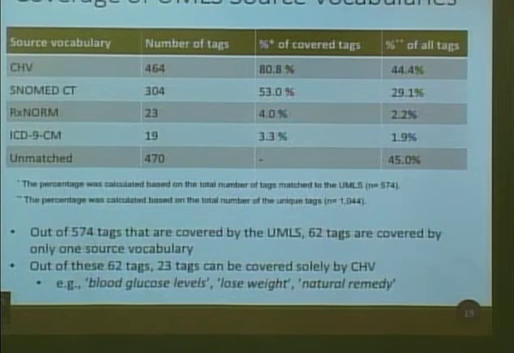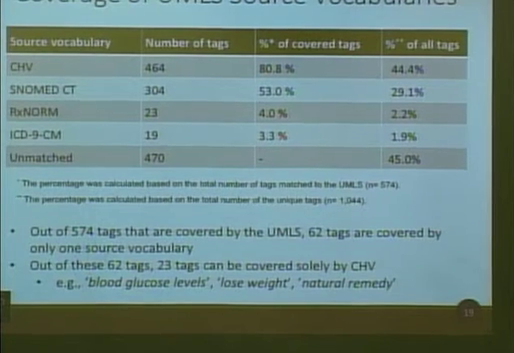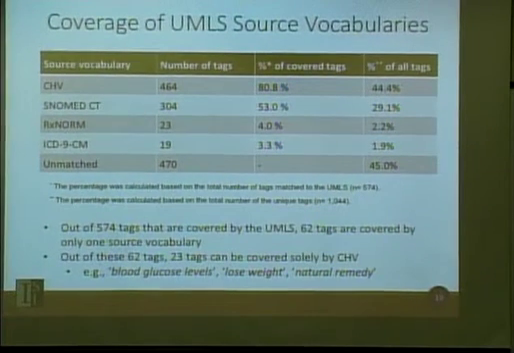And this is our coverage of vocabularies. We break it down by source vocabulary. We found that the consumer health vocabulary actually has pretty good coverage of the tags. About 80% of tags that can be covered by UMLS are covered by CHV, followed by SNOMED CT, RxNorm, and ICD. Just to give you information, RxNorm is a terminology for medication, for drugs, and ICD is a terminology for clinical diagnosis.